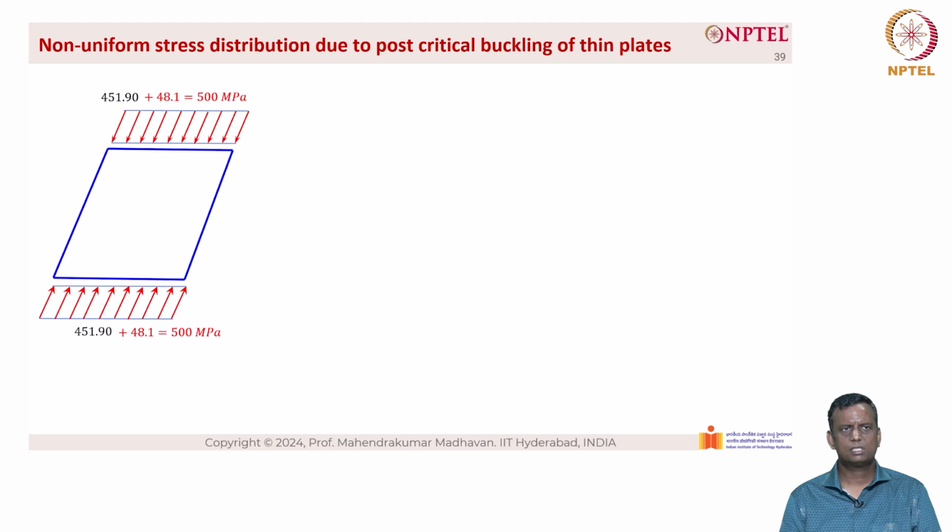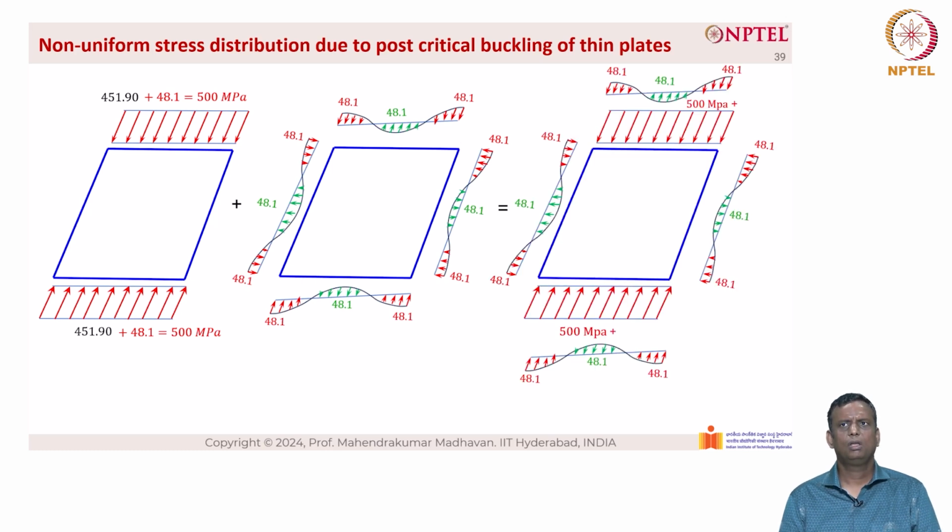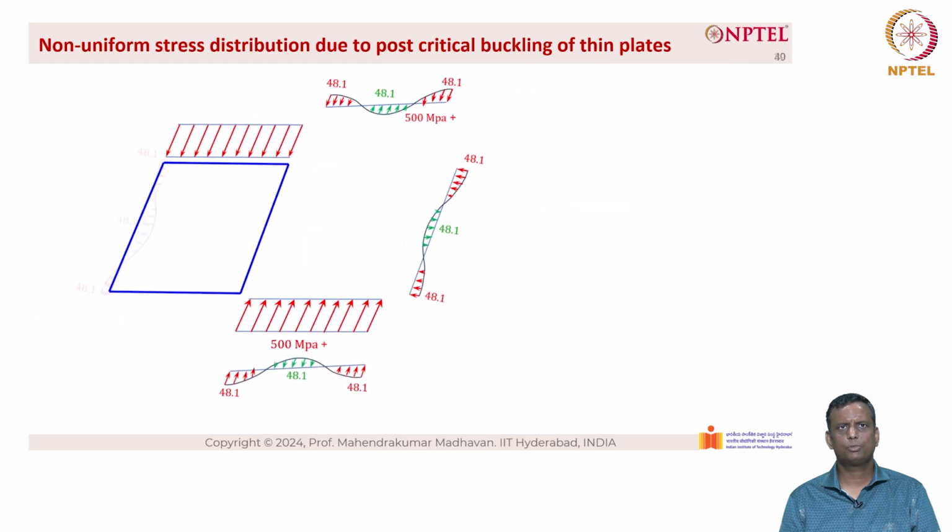Now, the total stress distribution should be taken into consideration. So, this is the stress due to elastic buckling, and then this is the stress due to post buckling, which is non-linear in nature. When we add the two, we get the stresses due to elastic buckling plus the stresses due to post buckling, right? So, when we add, we have this stress distribution here.